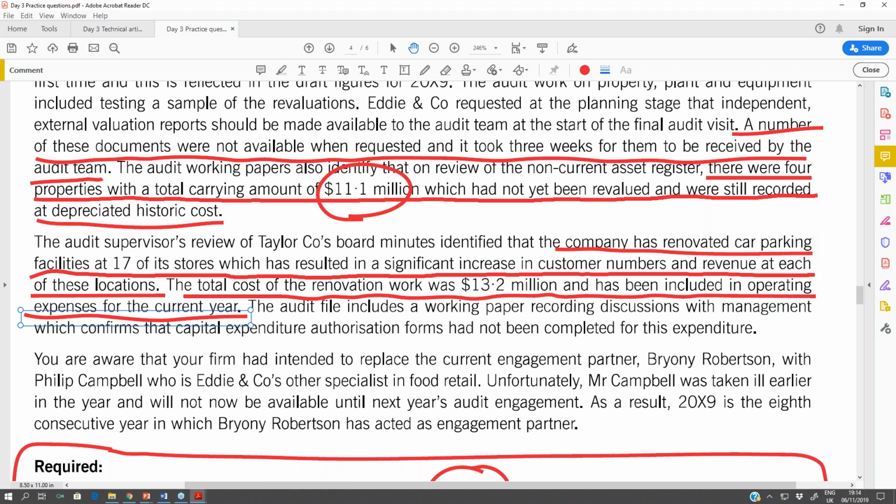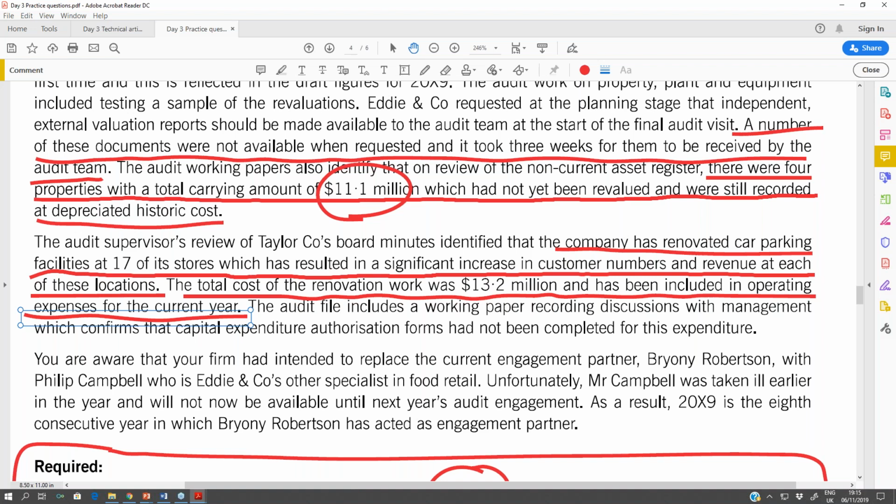Now, do you believe this is an accounting issue? Because the expenditure on the renovation has resulted in an increase in the customer number and it has resulted in the revenue increasing. So for that reason, should it be expensed out? No, it should be capitalized. Because the renovation of the car parking facility has increased the number of customers and revenue, is there a future economic benefit? So has the company done it right? No. So is it a wrong accounting treatment that they have expensed out?